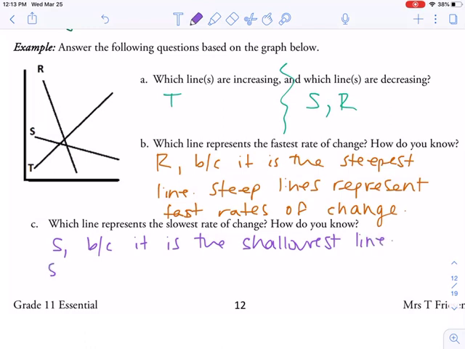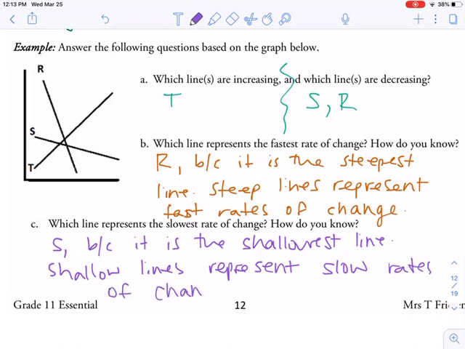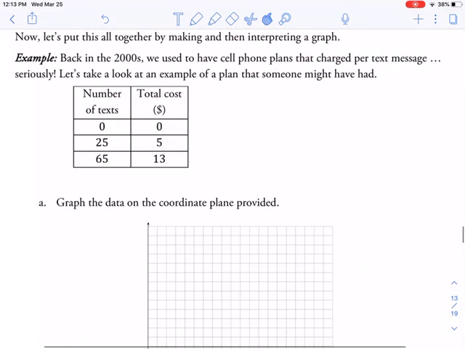Then we can say shallow lines represent slow rates of change. Let's do some better spelling, hey? Voila. All right, let's go to the next page.